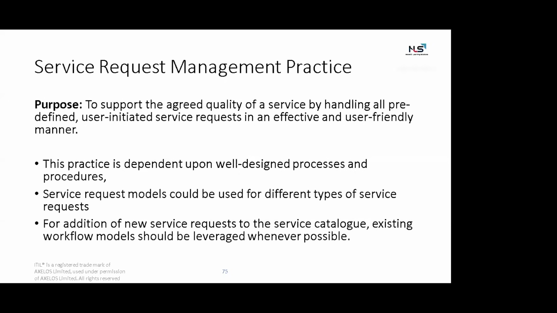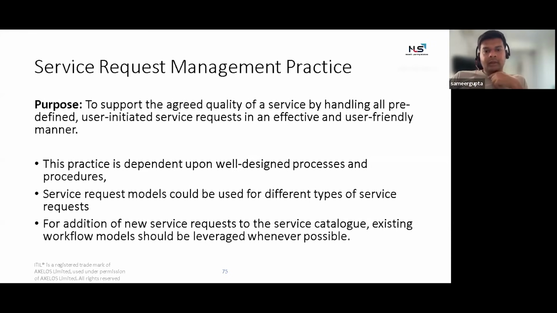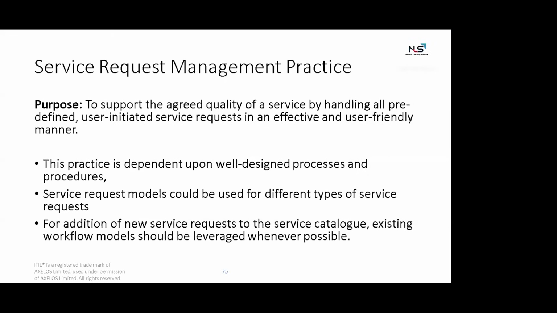What is this? What is service catalog? Hello? Any idea what a service catalog is? Basically, the services which are offered by your product. Fantastic. No, not product, by your organization.